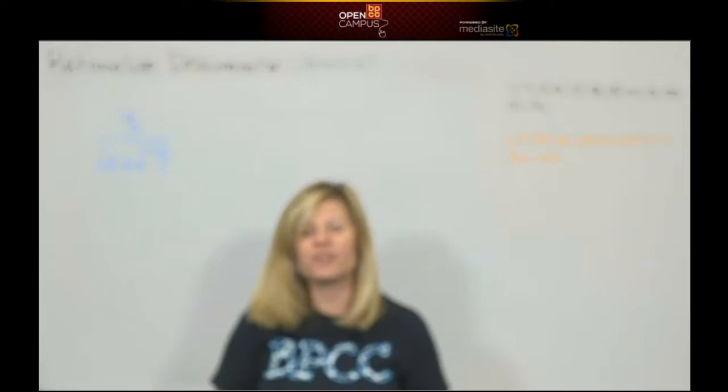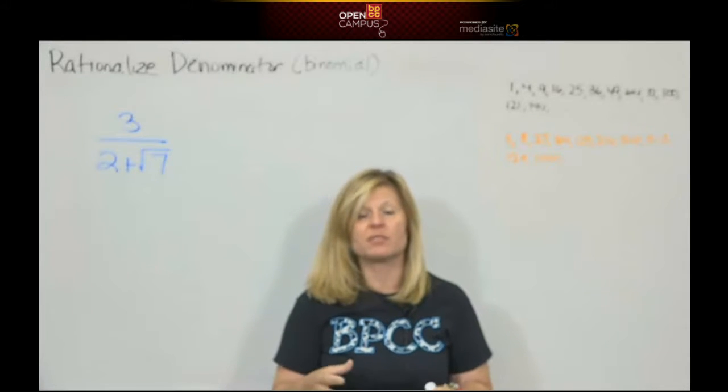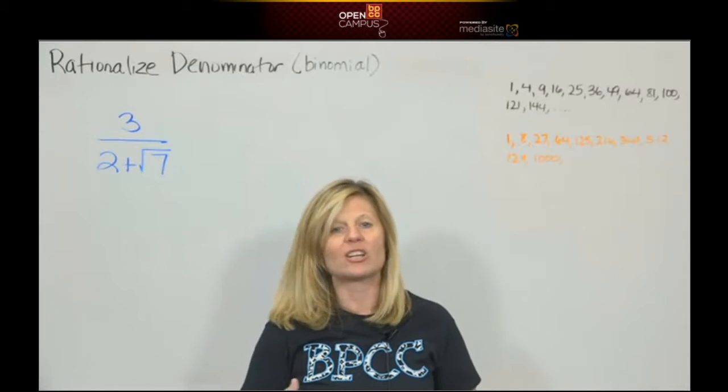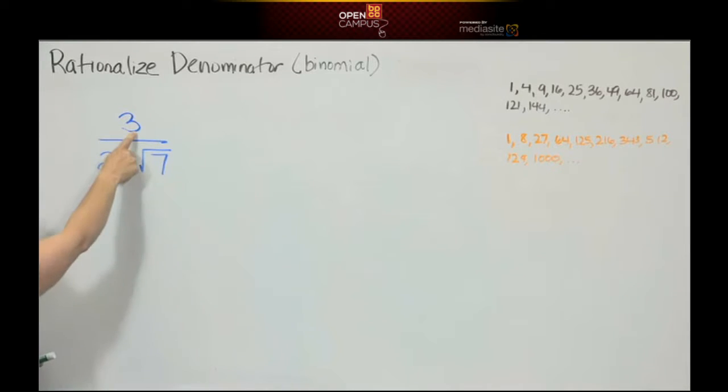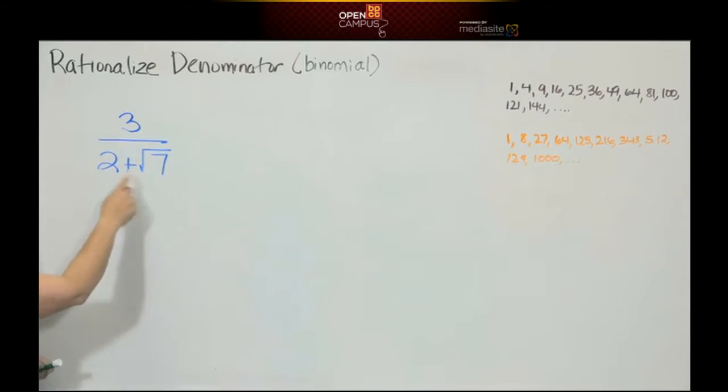Welcome back. Let's finish up understanding the concept of dividing radical expressions and rationalizing the denominator. I have an expression up here: 3 divided by 2 plus square root of 7.